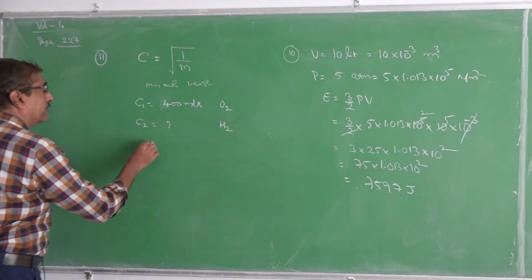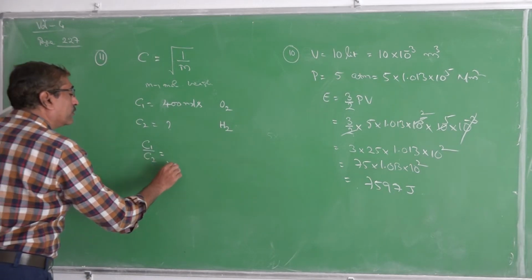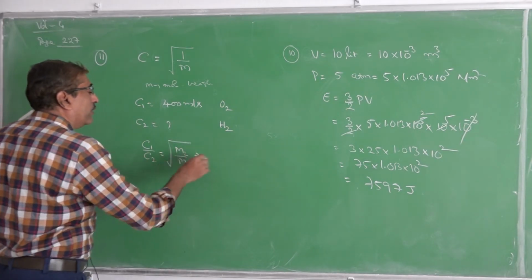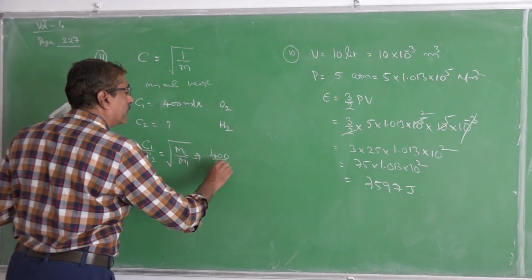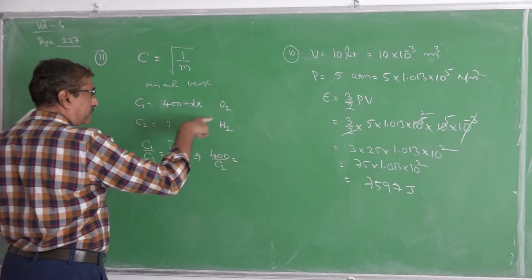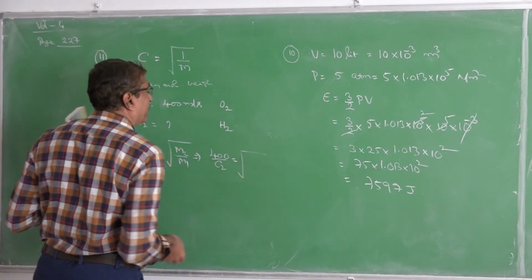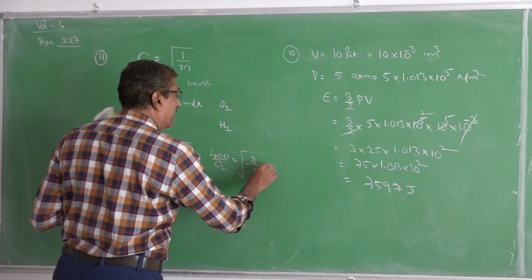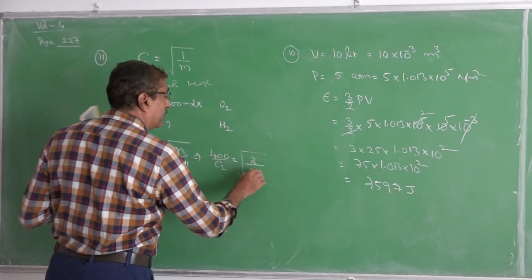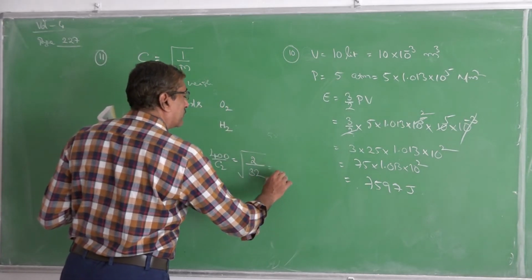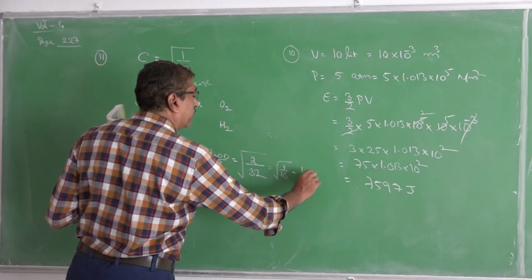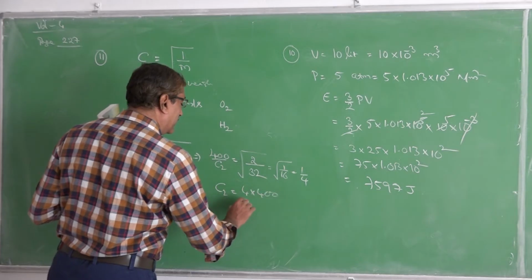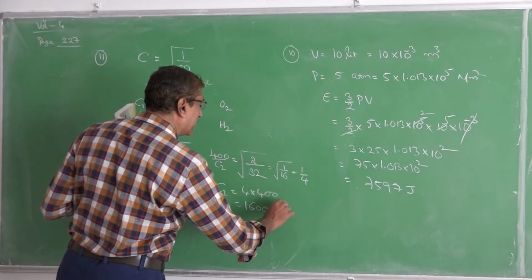So, from this relation, C1 by C2 is equal to square root of M2 by M1. This implies 400 by C2 is equal to square root of the molecular weight of hydrogen, 2, by that of oxygen, 32. So, this is square root of 1 by 16, that is 1 by 4. Now, C2 is equal to 4 into 400, that is 1600 meter per second.